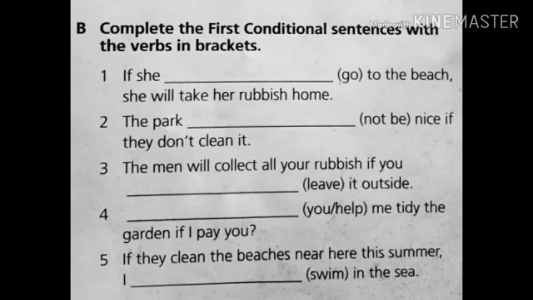Number 4. You help me tidy the garden if I pay you. Here, this is a question. We ask a question using will. Will you help me tidy my garden if I pay you? Number 5. If they clean the beaches near here this summer, I in the sea. If they clean the beaches near here this summer, this is the if clause. Now we will complete the result clause. If they clean the beaches near here this summer, I will swim in the sea.